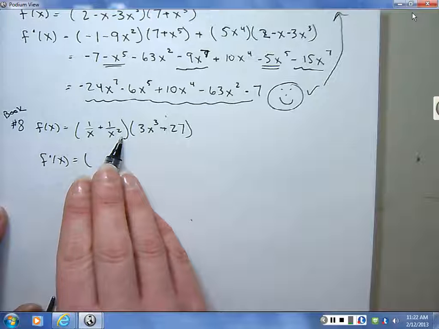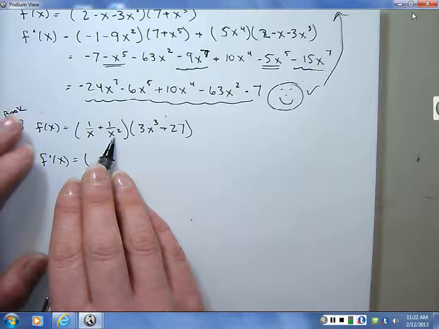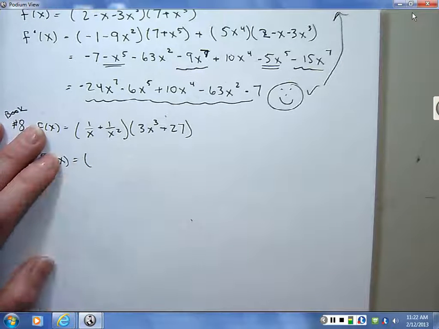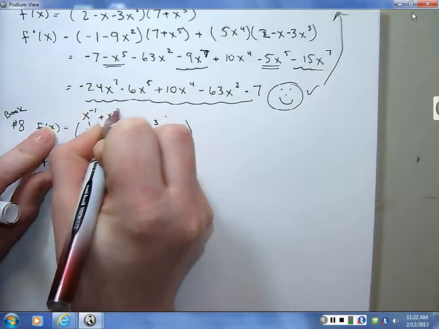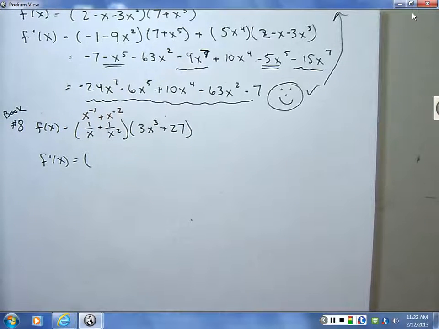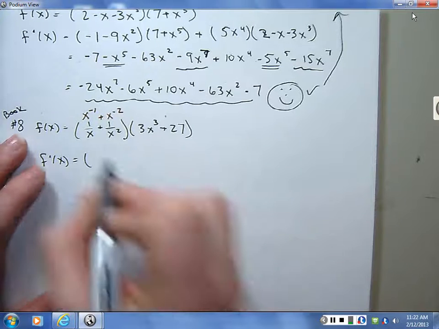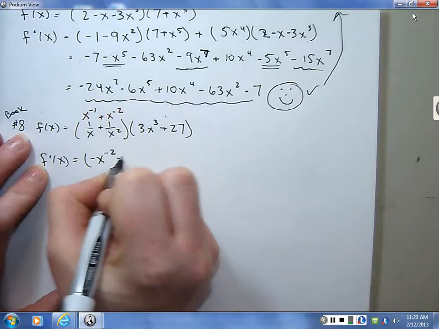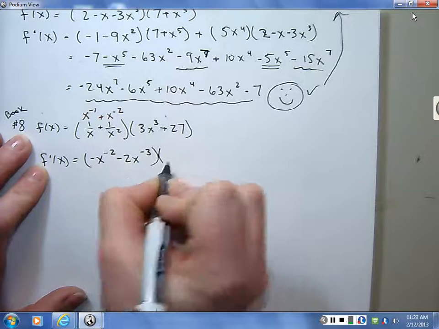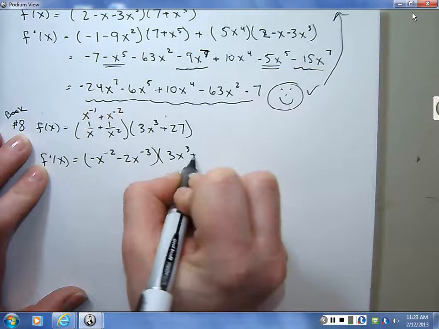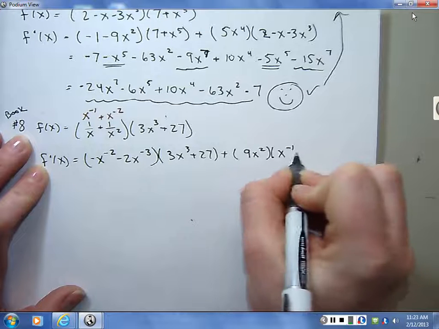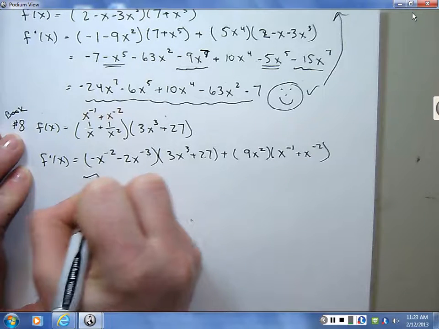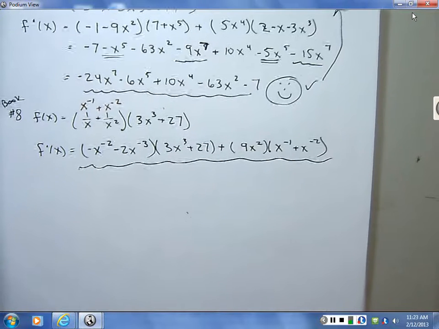Negative x. Minus 2x minus 3, right? If you don't like looking at the problem like this, rewrite it. X to the minus 1 plus x to the minus 2. Now it's the derivative. A lot easier to see, right? It's minus x to the minus 2 minus 2x to the minus 3. Hold the second function plus the derivative of the second one. Hold the first one. That's the derivative. We can clean it up some.